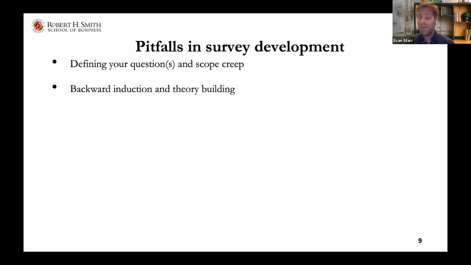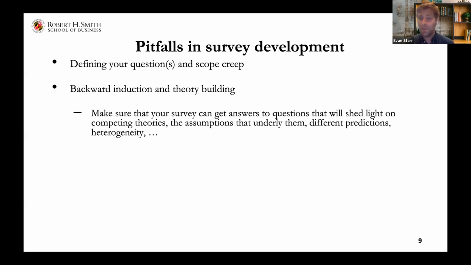Okay, so in my mind, the hardest part is once you've defined your main questions, because there are of course ancillary questions that come up later that you didn't even think about. But once you've got your main questions and you're trying to keep scope creep down, in my view, the hardest part of survey development is backward induction and really theory building. What I mean by that is you need to think, at the end of the day, what is the data going to look like and what are you going to be able to do with it?